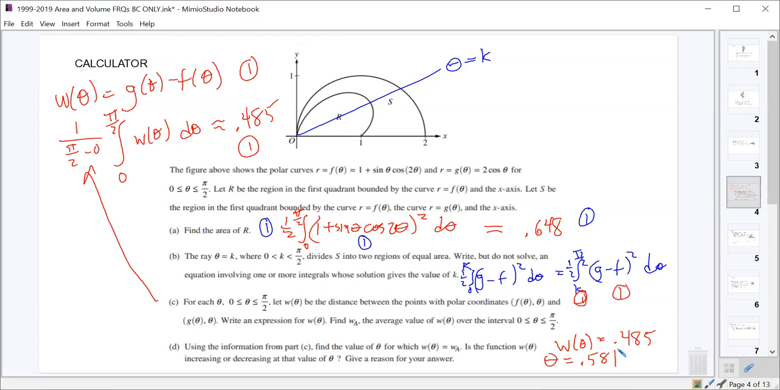And then they want to know if w is increasing or decreasing there. So you just look for w prime of 0.581. And w prime of 0.581 came out to be negative 0.582. So we would say it's decreasing because the derivative is negative. And that was worth 2 points also. 1 was for getting that value and 1 was for decreasing with a reason. How do we feel about that? Any issues there?